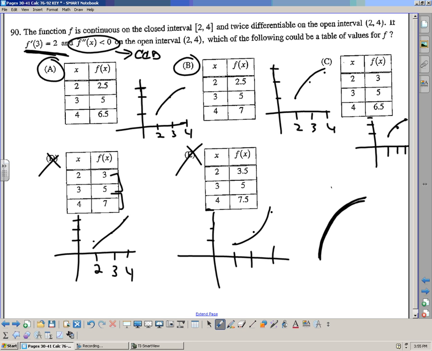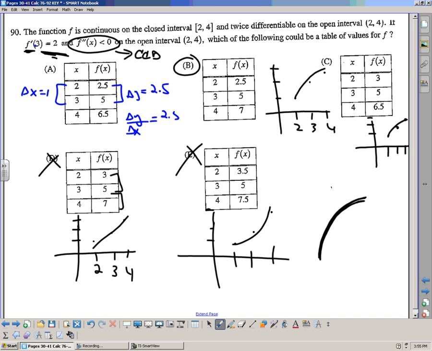Now, this one's a little trickier. We're down to 3 choices here, but we do get rid of 2. Now, f prime at 3 was 2. Okay? If f prime at 3 was 2, that means the slope at 3 was 2. But if I take a slope, say, from 2 to 3, the change in x is 1 here. The change in y is 2.5. If I take the slope, change in y over change in x on that interval was 2.5 over 1, which is 2.5. But if the function's concave down, that means my rates of change have to be going down, not up.